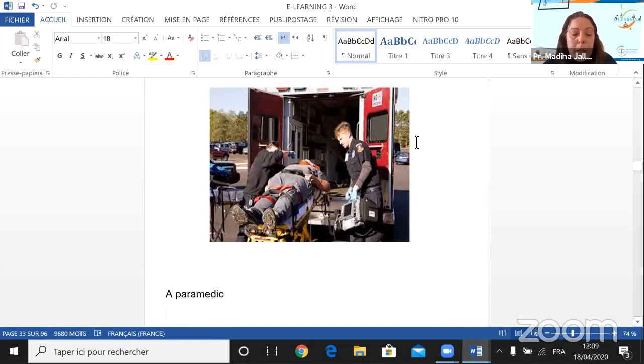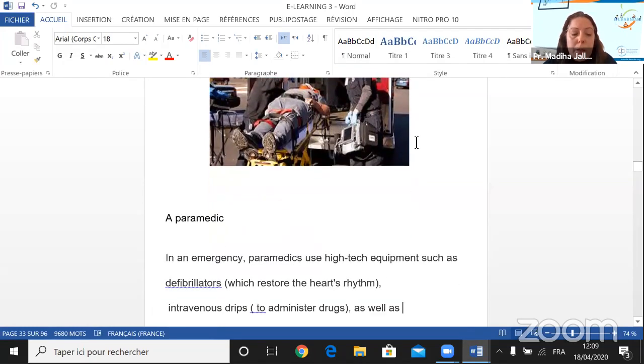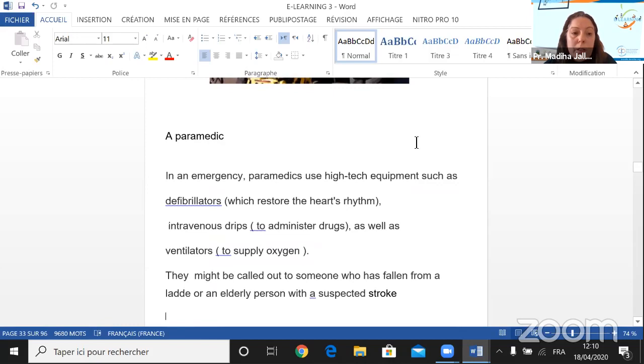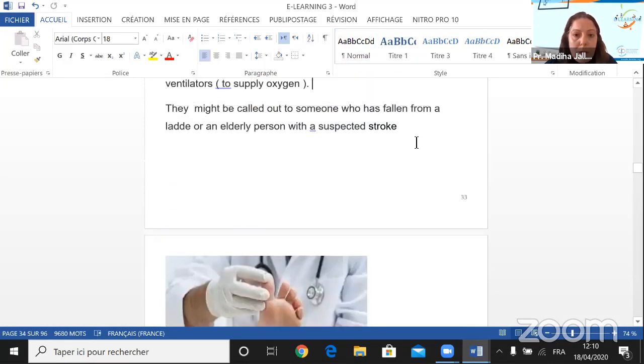The paramedic here, let's just read to save time. In an emergency, the paramedics use high-tech equipment. They use equipment such as defibrillators, intravenous drips to administer the drugs, ventilators to supply oxygen, and they also treat someone who has fallen, for example someone who has fractures. Before reaching the hospital, they treat him before the doctor comes and treat the fracture, or they can treat a suspected stroke before reaching the hospital.